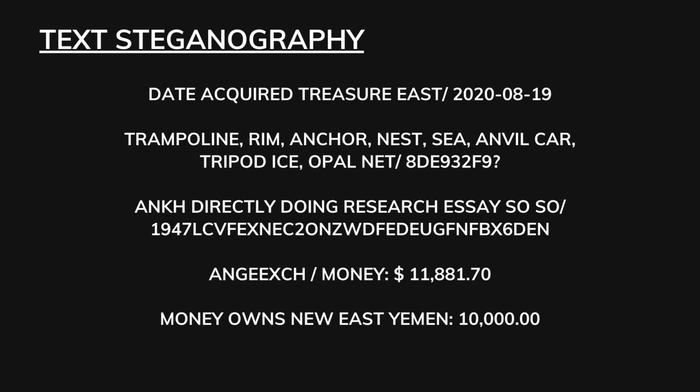For the text steganography, the researcher used random words to disguise the original message. If we look into the first message, Date Acquired Treasure East, we can see that the first letters of each word read the word date, which is the first message in the original receipt. As for the image steganography, a photo of Po from Kung Fu Panda was used to hide the Bitcoin transaction.